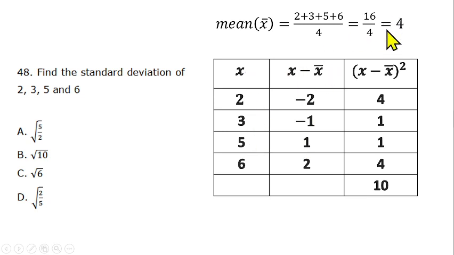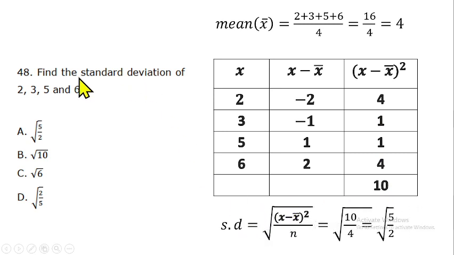Remove the mean from your value of x. So you have 2 minus 4, that gives us minus 2, 3 minus 4 gives us minus 1, 5 minus 4 gives us 1, 6 minus 4 gives us 2. Then the next thing to do is to find your (x minus x bar) squared. So square all these values. You have 4, 1, 1, 4. And add it together, you have 10.